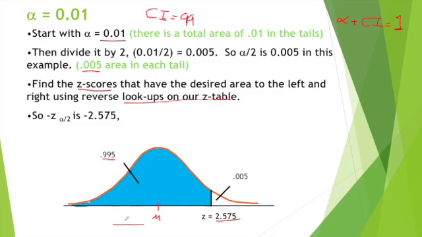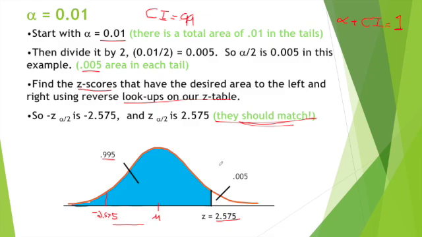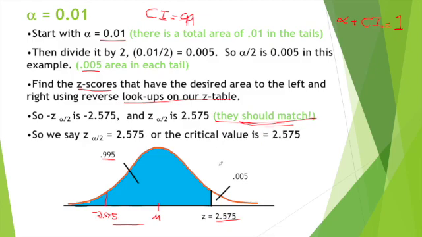So whereas here I have 2.575, over here I had negative 2.575. They're going to be the same, but one's going to be negative and one's going to be positive. They are always going to match. That's one way to check your answer. If they do not match, you made a mistake. So we say that z sub alpha is 2.575, or the critical value is 2.575.